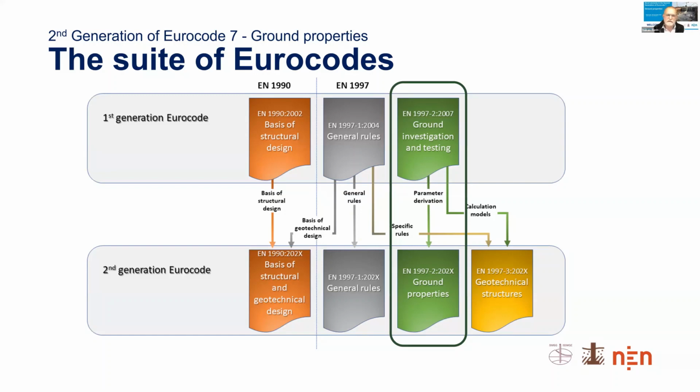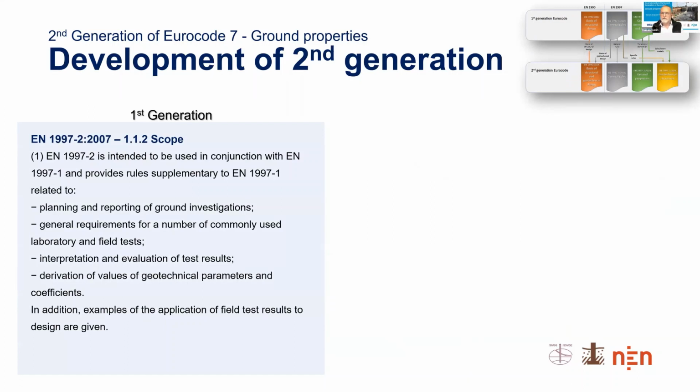And if we take one step further and see what's the difference between the first and the second generation regarding part 2, the scope for Eurocode 7 part 2 in the first generation is: Eurocode 7 part 2 is intended to be used in conjunction with Eurocode 7 part 1 and provides rules supplementary to part 1 related to planning and reporting, general requirements, interpretation, evaluation, derivation of values; examples for application of field test results to design are given. It's a little bit gray what's actually in part 2.